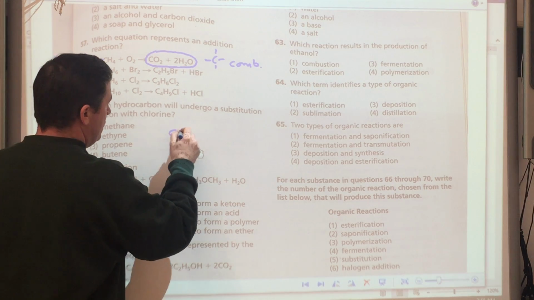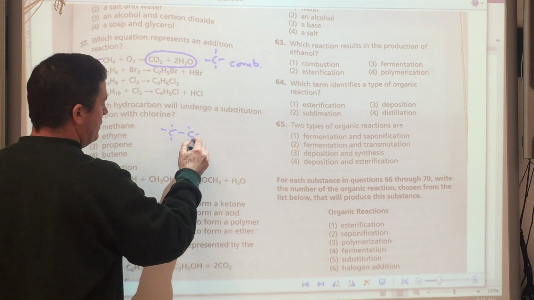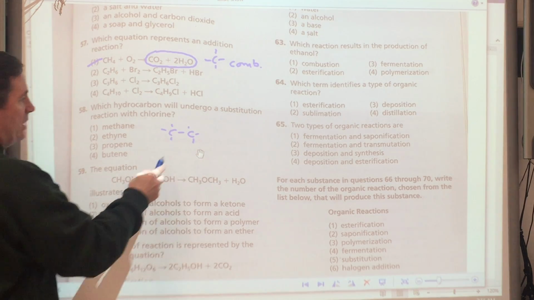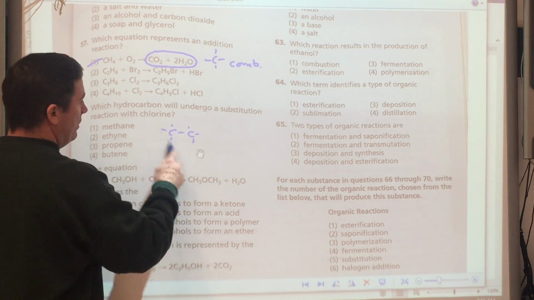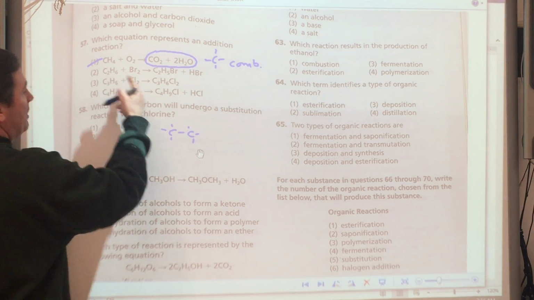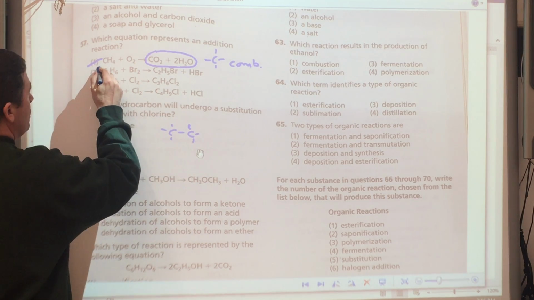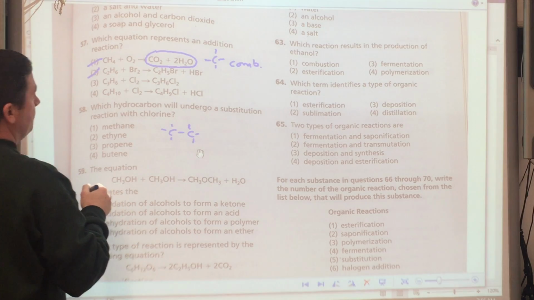C2H6. 1, 2, 3, 4, 5, 6. Okay, so this is an alkane, yes? Alkanes cannot be added to. They have to be substituted for. So this one is out.